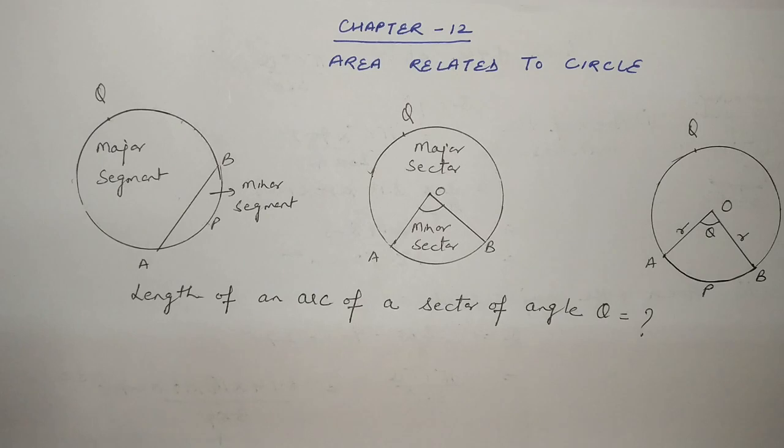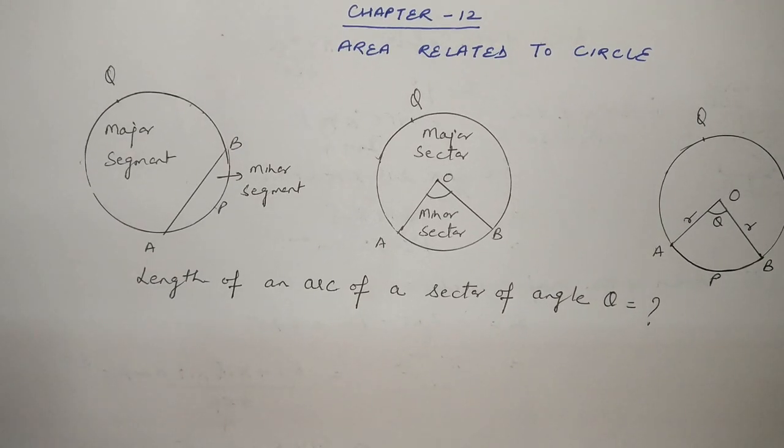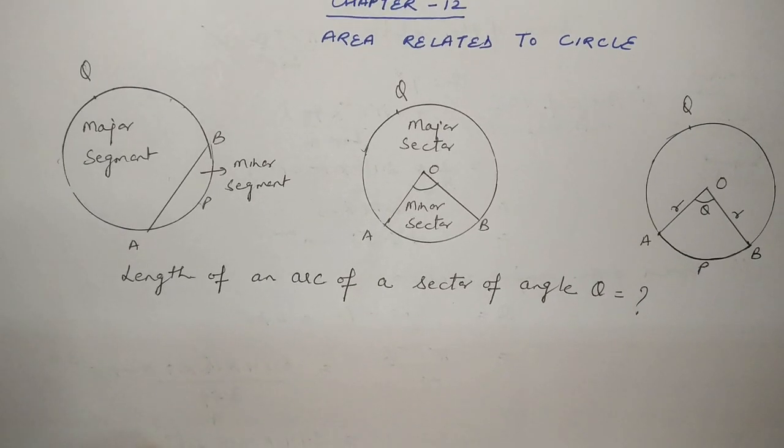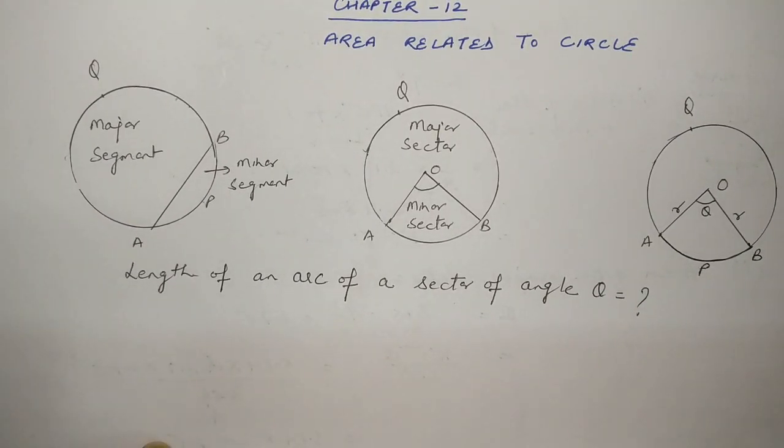Okay, so in this topic we will find the length of the arc of the sector of a circle, the area of the sector of the circle, and the area of the segment of the circle. But before we find all these values, we must know the content, we must know the topic.